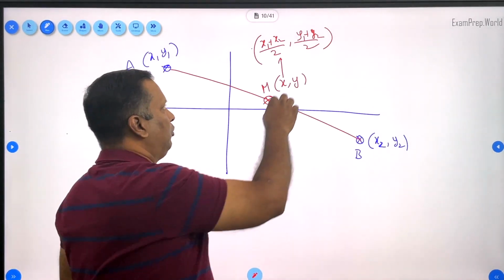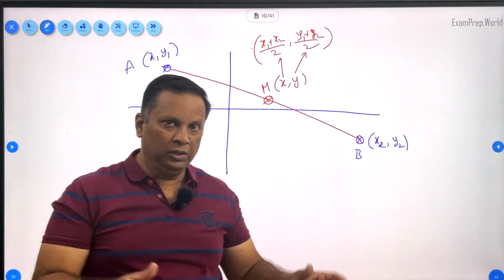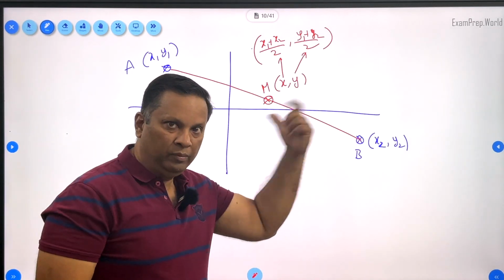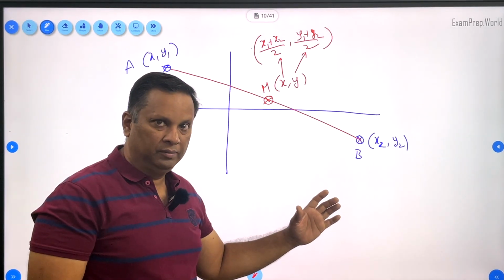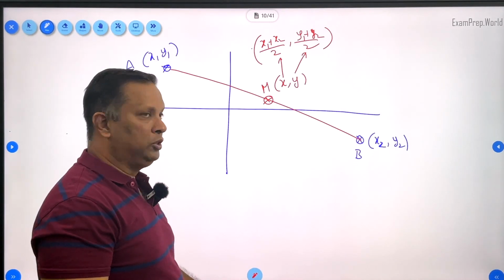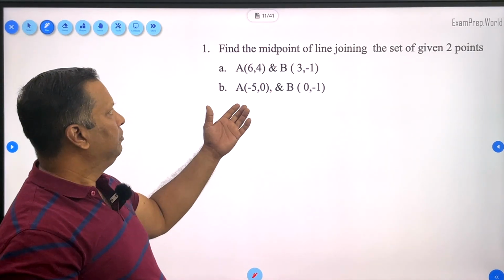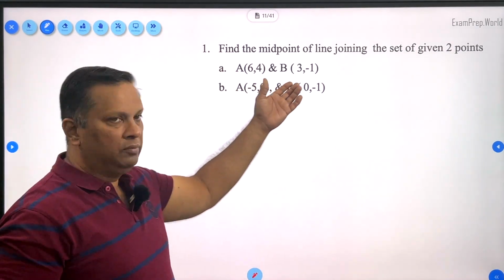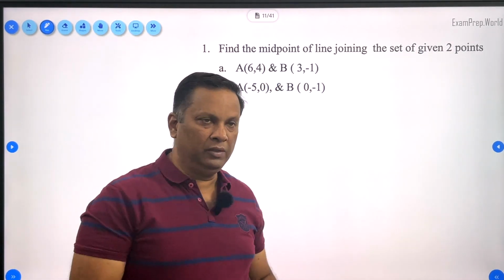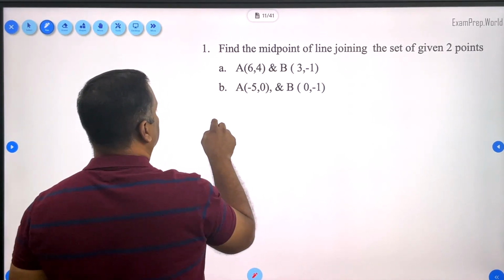You can find midpoint of any straight line with 2 points, and straight away you can get the coordinates of that midpoint. That's your midpoint formula. It was easy to understand, right? Now let's proceed and do some questions from here. I always start with a very basic question so that you get the grip of the formula. Okay. Now let's find midpoint of this.